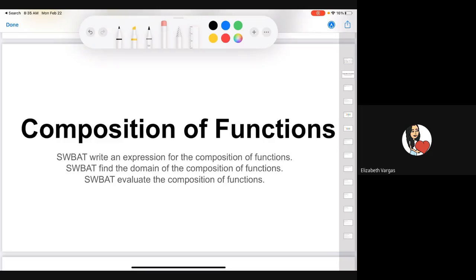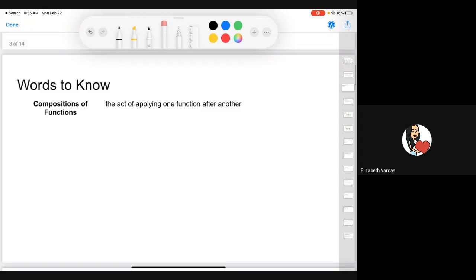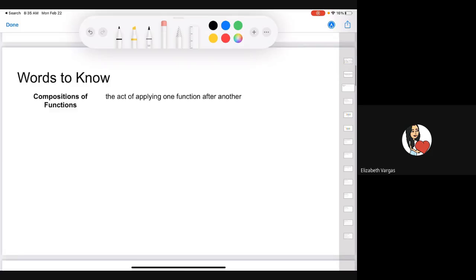So we're going to get into compositions of functions. It's very similar, but just a little bit different. So today, the words we're going to learn are: what are compositions of functions? It's basically the act of applying one function after another. And so we're going to see what this looks like.